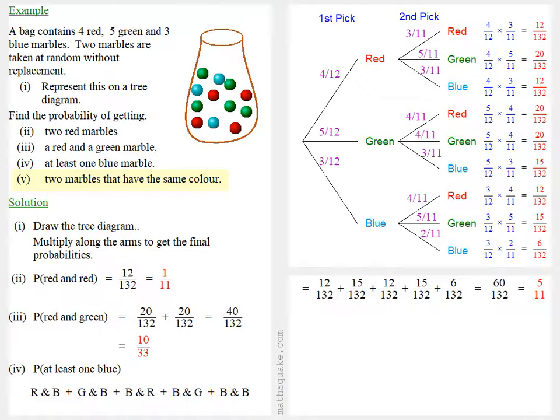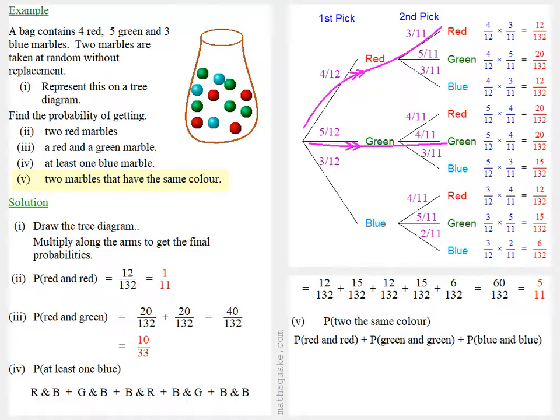And in part 5, we're asked to find the probability that 2 marbles have the same colour. Well, to get 2 marbles the same colour, we could have a red and a red, or a green and a green, or a blue and a blue. So, a red and a red is 12 over 132, or means add. A green and a green is 20 over 132, or we could get a blue and a blue, so that's add 6 over 132. Now altogether that gives 38 over 132, or we can cancel that to 19 over 66.